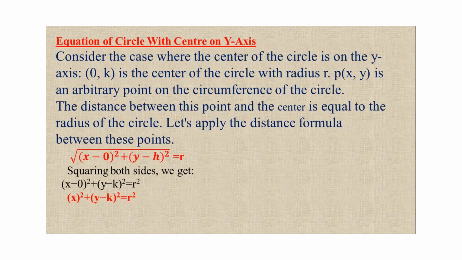The equation of a circle when the center is on the y-axis. Here the center is on the y-axis. When the center is on the y-axis, the value of h is 0. Therefore, the equation of the circle is x squared plus (y minus k) squared equals r squared.